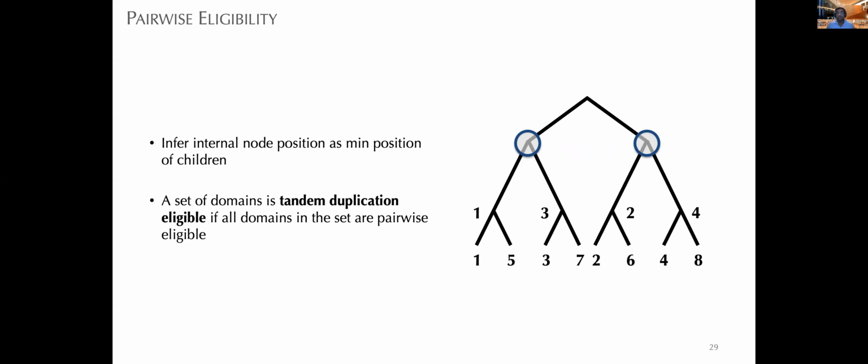To infer position-like information for internal nodes, we take the simple approach. Here we're going to take the minimum position value of a leaf in that node's subtree and use that for pairwise eligibility computation.